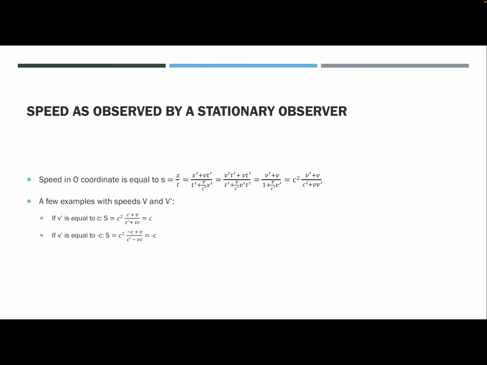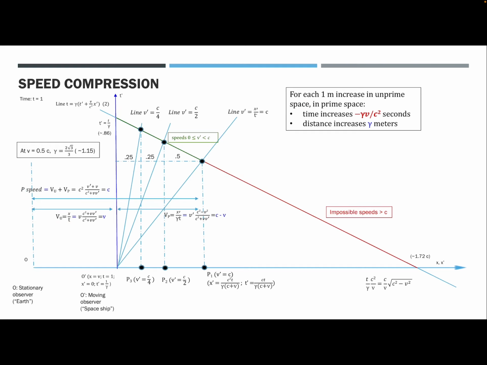Now, the absolute speed is calculated by taking the distance divided by the time and plugging all the formulas in. It will come out to be this. And if you try some values of v prime very high or equal to c, the speed will come out to be c and minus c. So this seems to be agreeable.